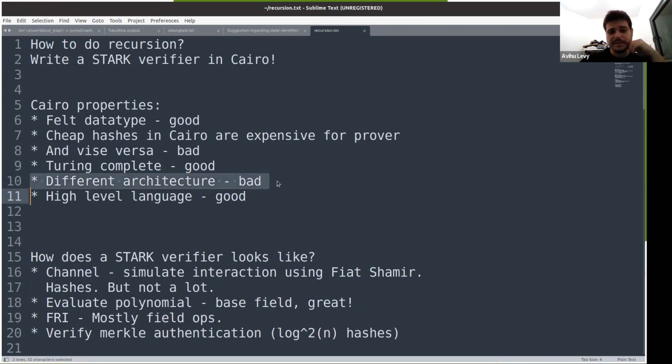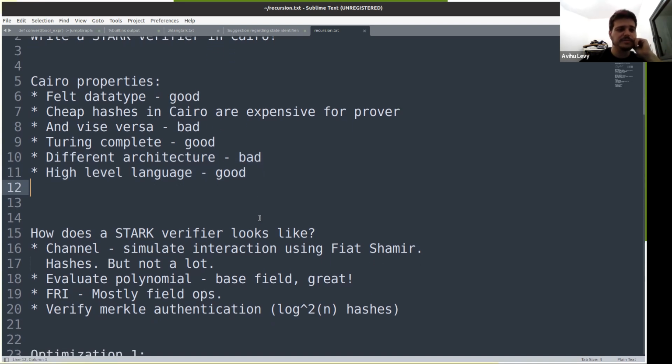Cairo is using a somewhat different architecture than regular languages. It has an immutable memory and some non-determinism, which makes it less translatable from other implementations of the verifier. And Cairo has a high-level language that we can write our verifier in, which is great. So these are the properties of Cairo.